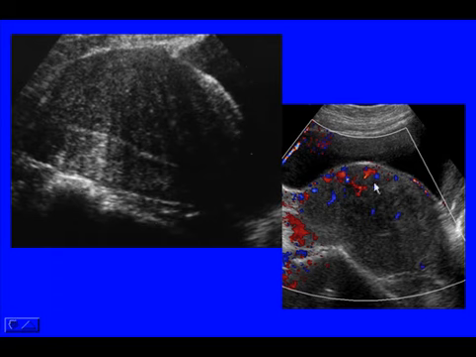And on color flow, you see how diffuse it is and how the vascularity enters the mass, different than in fibroids, in which the vascularity surrounds, outlines, it's in the periphery of the mass.